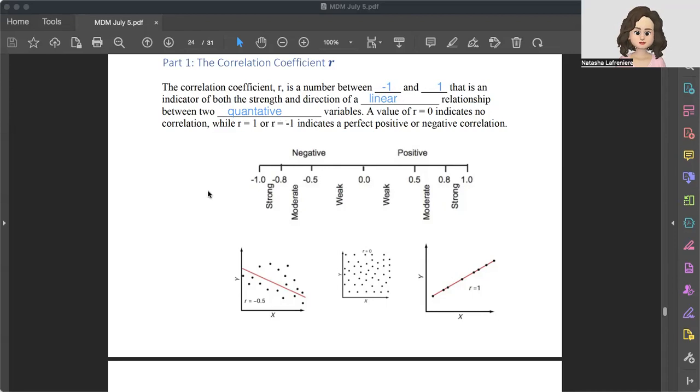So in other words, if it's negative, like if your line is going downwards, such as this one here, then it would be a negative. So it's between 0 and -1. If you've got a weak correlation, it's below 0.5. If it's moderate, it's between 0.5 and 0.8. And if it's strong, it's between 0.8 and 1. So I'm going to clear this and we'll move on to the next page.